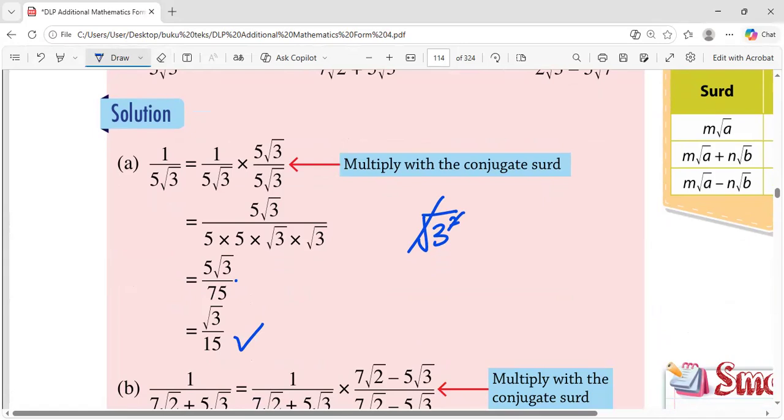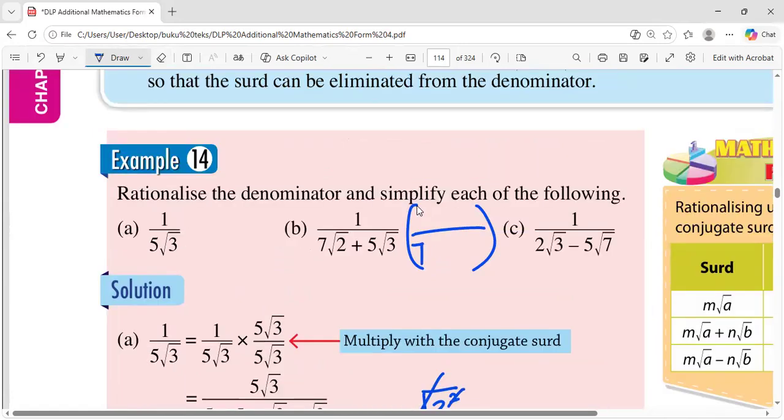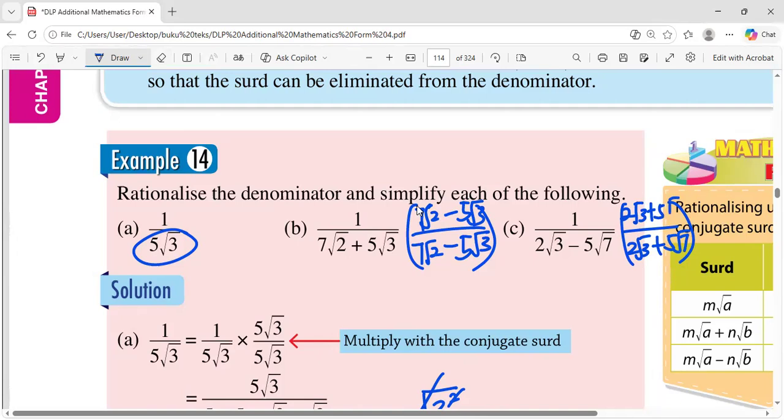Okay, the second one. Conjugate means that we have to multiply the same thing because I want my denominator, this is the denominator, to become a number. So conjugate, make sure if this one is positive, it will become negative. The terms are the same, but if this one is positive, this one will become negative. If this one is negative, this one will become positive. And then we multiply it.